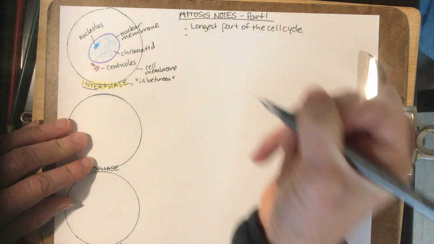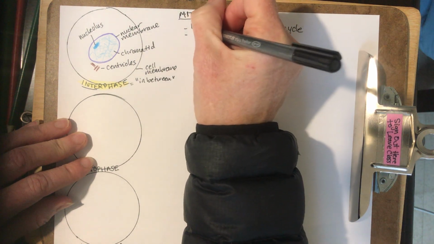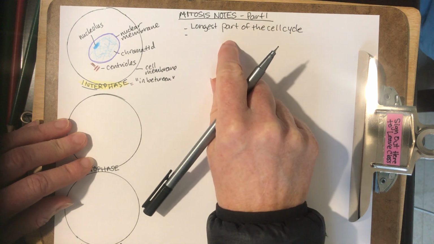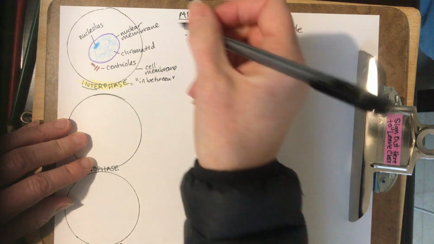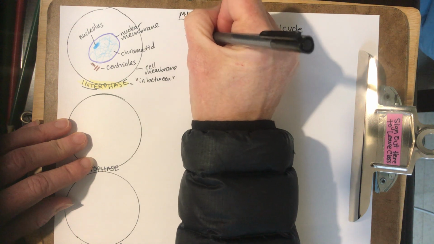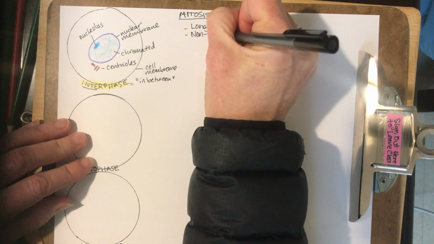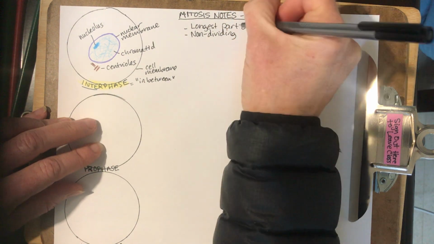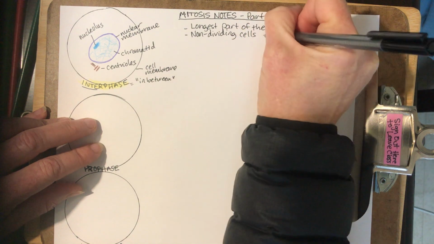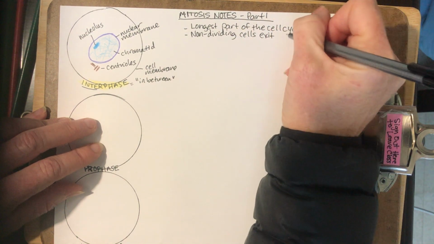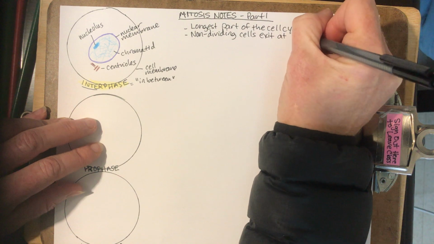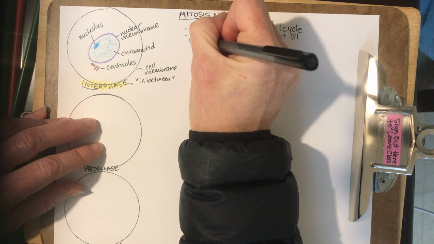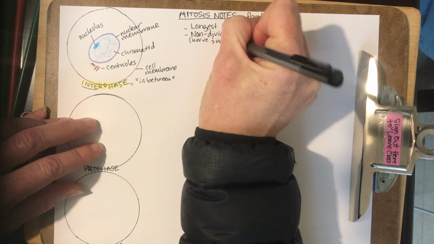And we mentioned in the cell cycle notes that there are some cells that go through interphase and then they just don't divide. So they're what we call non-dividing cells. Do you remember what those were? Cells that don't grow back if you damage them. So that would include things like muscle cells, nerve cells. So non-dividing cells exit at G1 of interphase, and that was nerve and muscle cells.